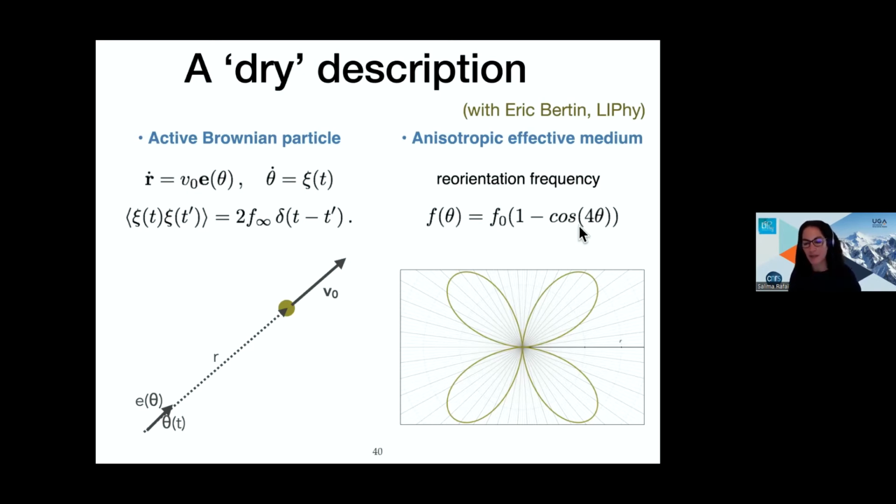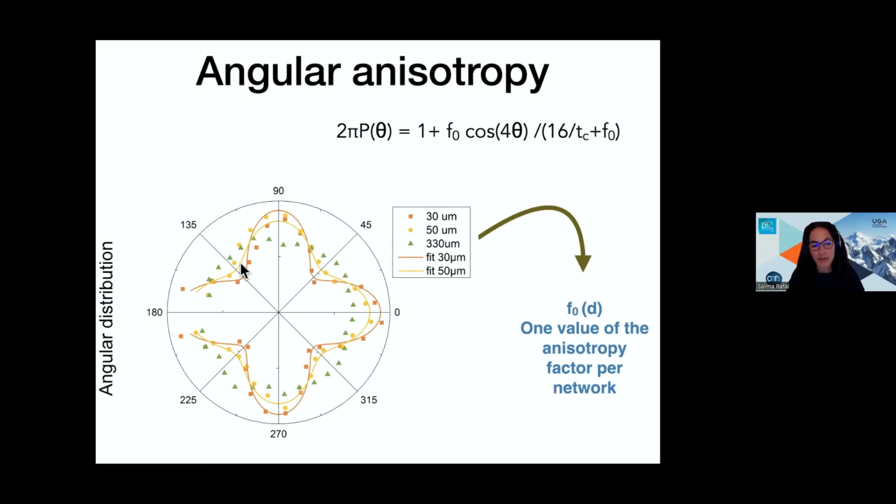This is the way we add the effect of this effective medium on the dynamics. We just add an anisotropic reorientation frequency of the active particle. And with this, we can properly fit the angular distributions that are found experimentally. Those lines are the fits deduced from this model. And from each fit, we can deduce a value of the anisotropy factor that we use in the reorientation frequency.